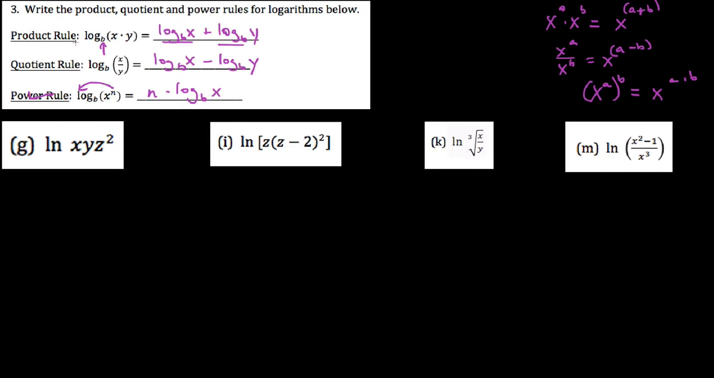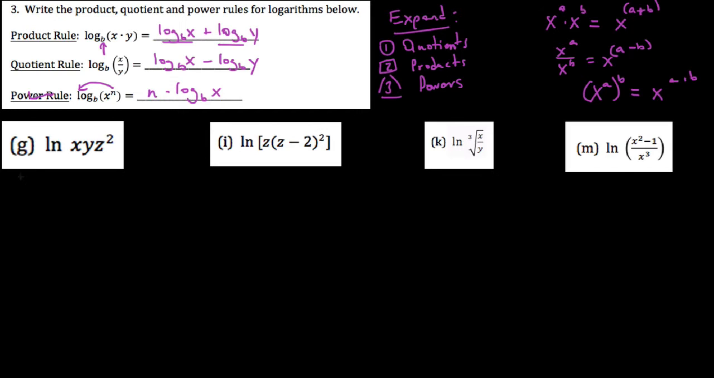So I want to use these three properties to expand these four expressions, keeping in mind that when we expand, we have an order we like to go through. Number one, we always look for quotients first, if we have an overall overarching quotient. The second thing we look for are products. And lastly, we look for powers.